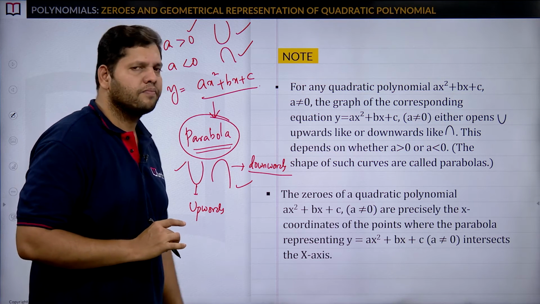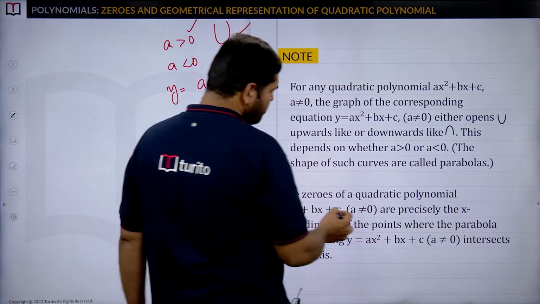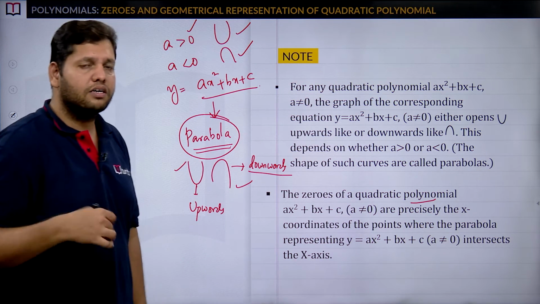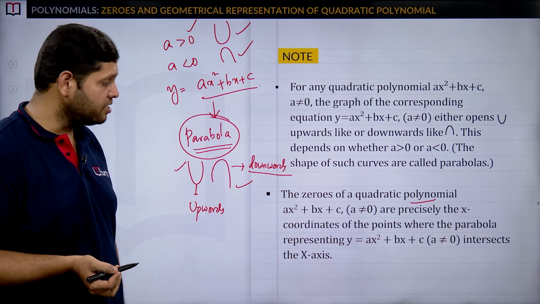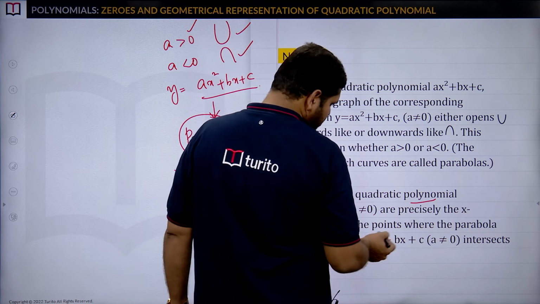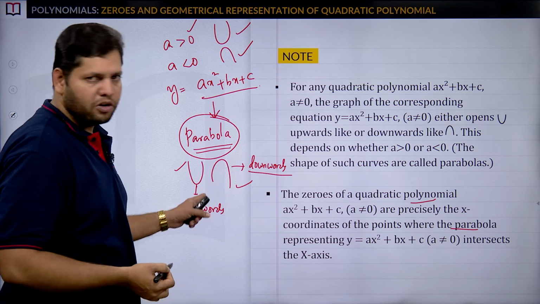Next, children. How can we find the zeros of the polynomial? How can we decide the zeros of the quadratic polynomial, children? Where the curve or the line meets the x-axis. That is called the zeros of the polynomial. See, the coordinates of the points where the parabola meets the x-axis.